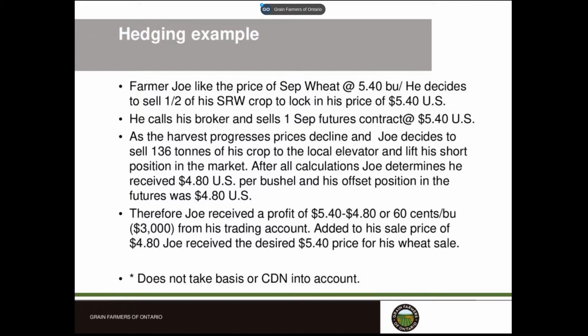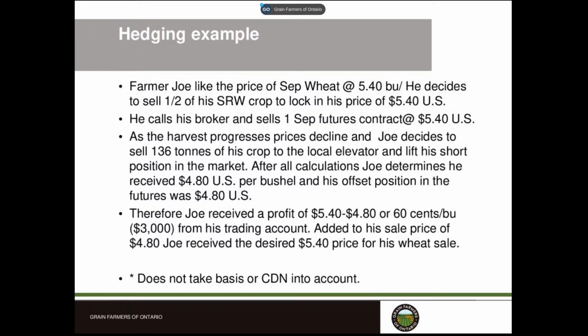He sold it at $5.40 and he covers it at $4.80. That means there's a 60-cent per bushel profit. If you do the math, it's 60 cents times 5,000, a $3,000 profit. At that point, Joe has unhedged himself. He now takes that particular wheat to the elevator and sells it, and he gets the current market price, which is roughly $4.80. So even though he sells his physical wheat at $4.80, he's made the difference between the $4.80 and the $5.40 in the futures market.